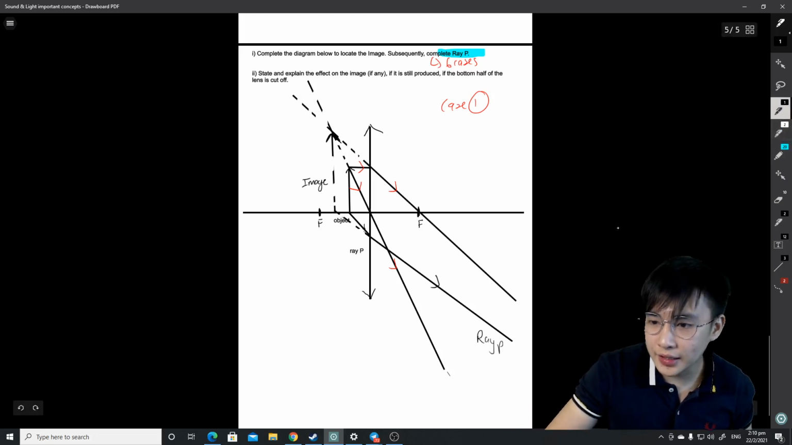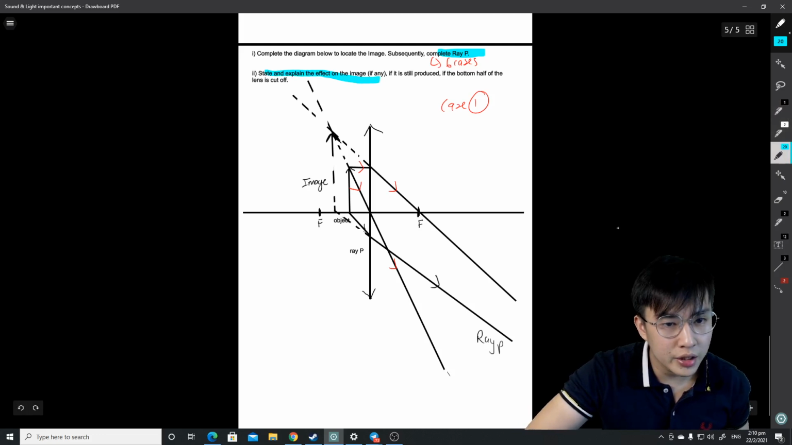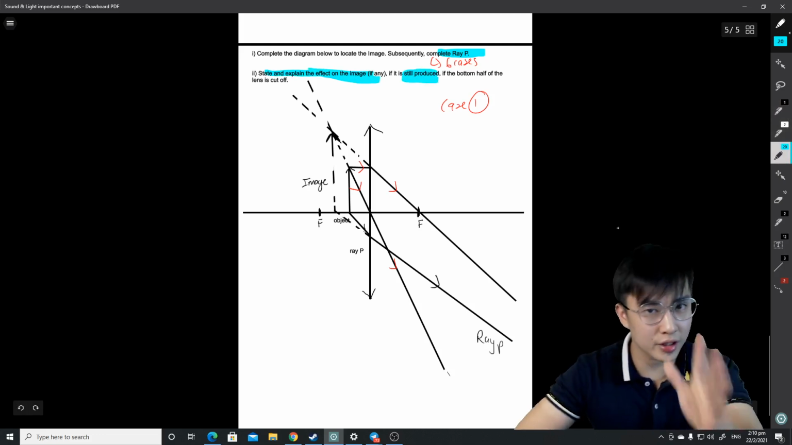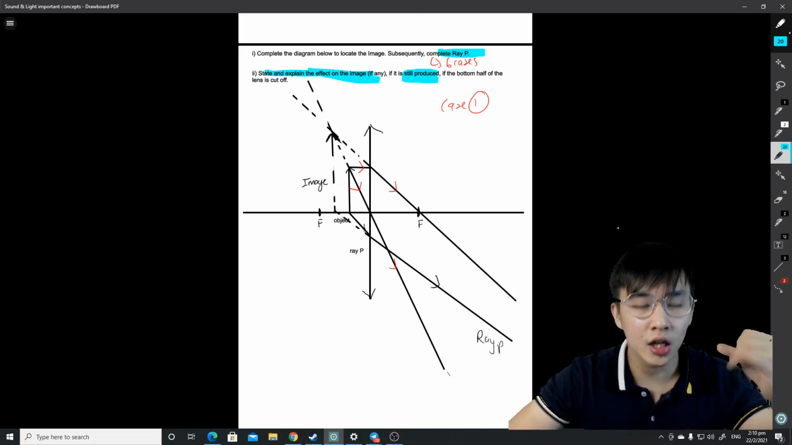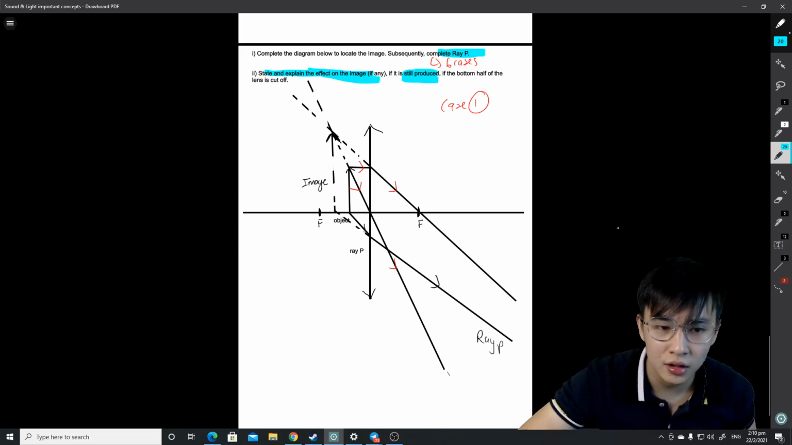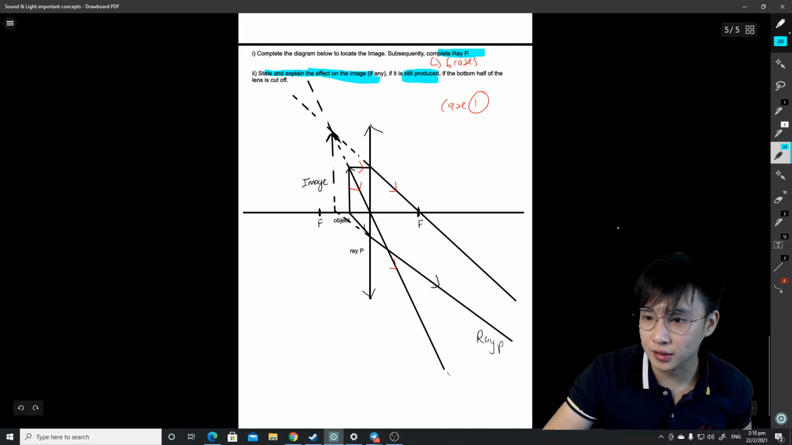Okay, now finally, last part of the day, they say this: will the image still be produced? State the effect if it is still produced. So the first question you need to ask, an implicit question, is: is the image still formed if I cut off the bottom half of the lens? If I cut off the bottom half of the lens, the answer is a resounding yes. I repeat, the answer is a resounding yes.